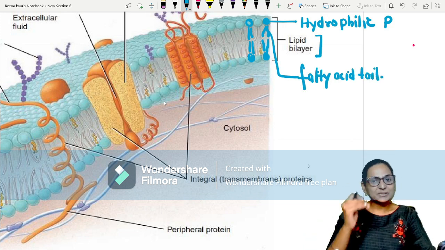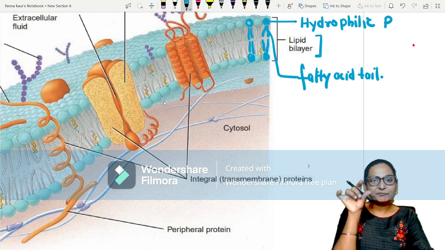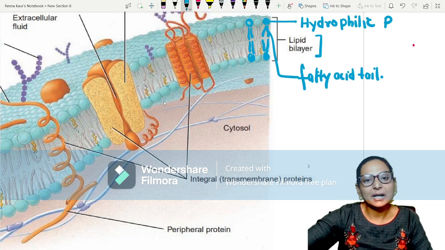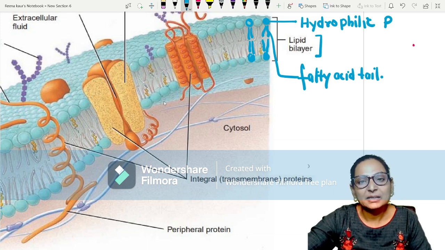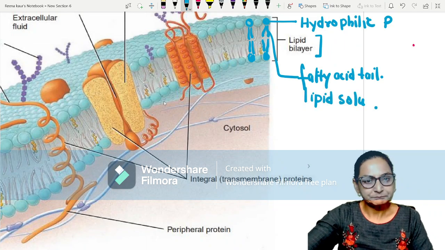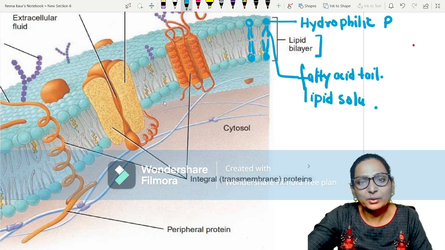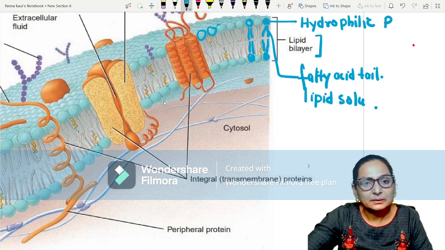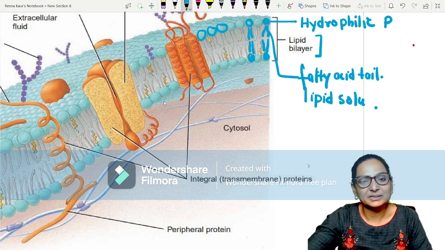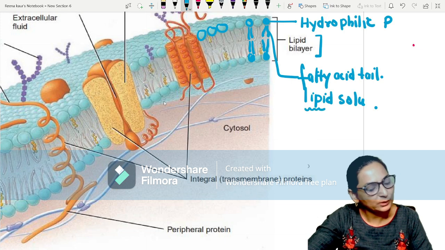Okay, so the opposite aligned portions are: the outside is hydrophilic and the inside is hydrophobic. That means the inner portion having the fatty acid tail is a portion that is lipid soluble. Okay. Then this is the important thing. Now because of this structure, the most important property of the cell membrane is its selective permeability to lipids.